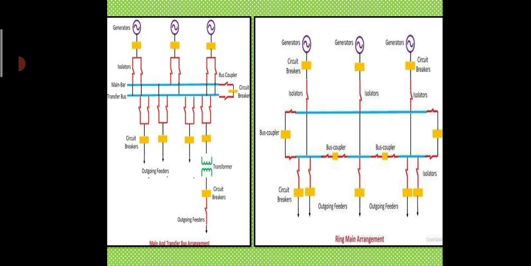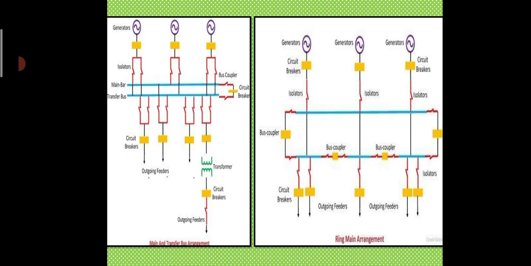Double bus bar, and then the ring main substation. The ring main arrangement is an extension of the sectionalized bus bar arrangement. By using two buses coupled, the ends of the bus bar are returned upon themselves to form the ring. The sectionalizing and bus coupler are in series.